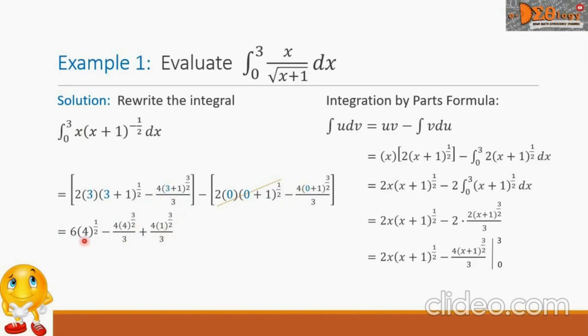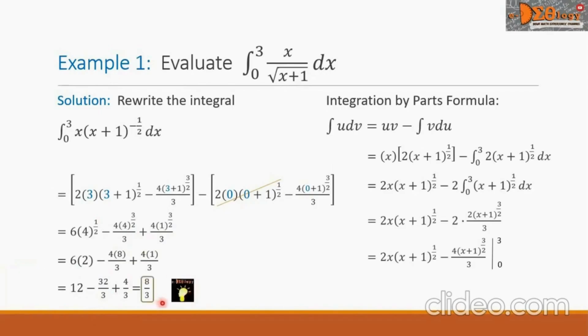Simplifying further, this 4 raised to 1/2 is 2. This 4 raised to 3 over 2 equals 8. This 1 raised to 3 over 2 is 1. Now, this 6 times 2 is 12. The 4 times 8 is 32. 4 times 1 is 4. Simplifying, 12 minus 32 over 3 plus 4 over 3 equals 8 over 3. This is the final answer.